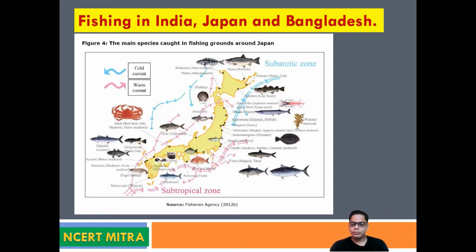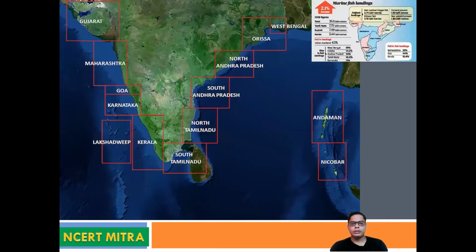If you discuss further in this video, in India you can say the fishing in Gujarat, Maharashtra, Goa, Karnataka, Lakshadweep, Kerala, South Tamil Nadu, North Tamil Nadu, South Andhra Pradesh, North Andhra Pradesh, Odisha and West Bengal. So these are the areas where fish are caught, this long coastal area of 7517 kilometers can be used for fish.